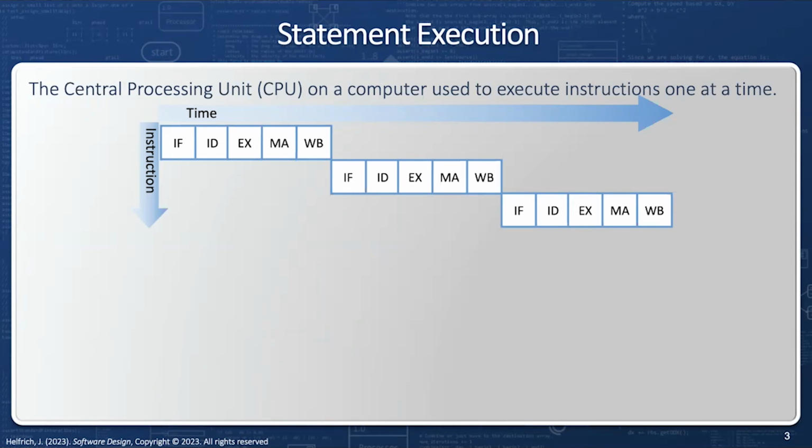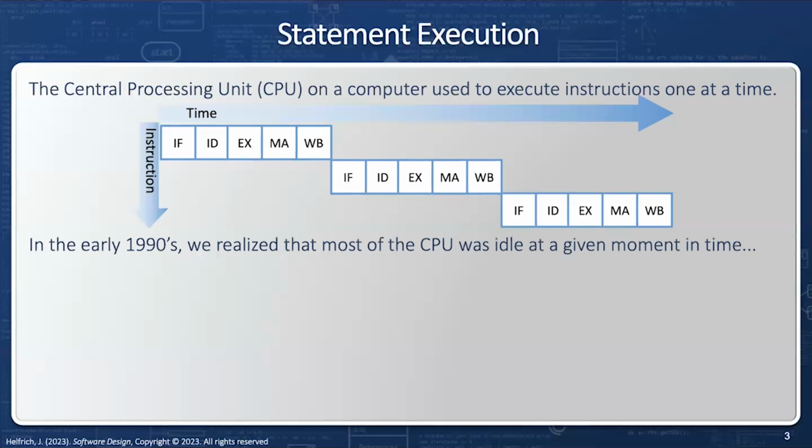Instruction fetch, grab it from memory. Instruction decode, in other words, figure out what it is. Execute, which may take more than one clock cycle. Memory access, and then write back. Now, observe that the CPU is idle most of the time. The fetcher is idle 80% of the time, as is the decoder, and so on.